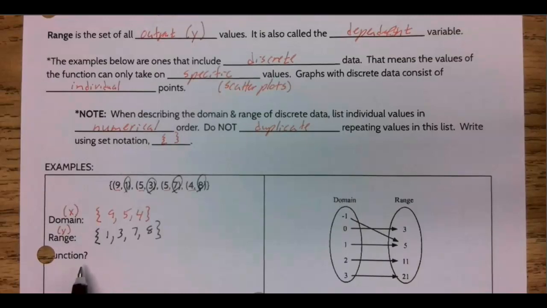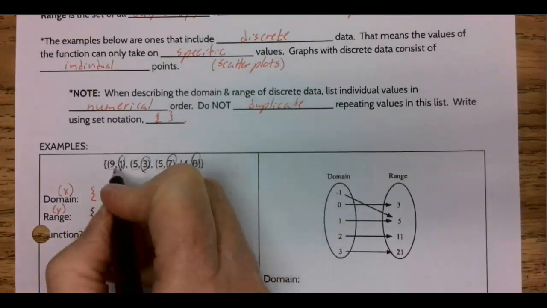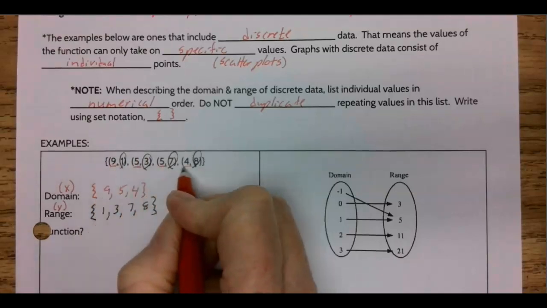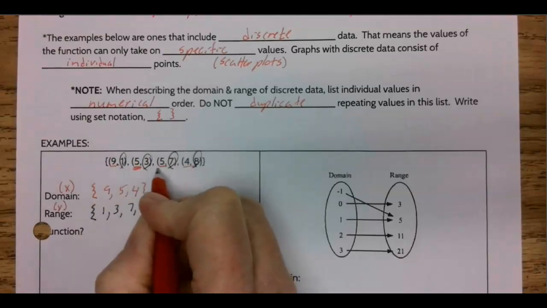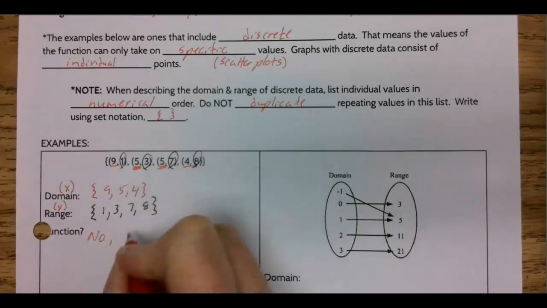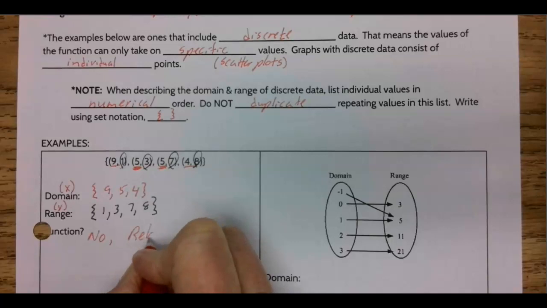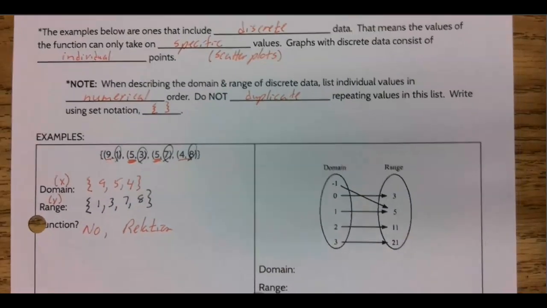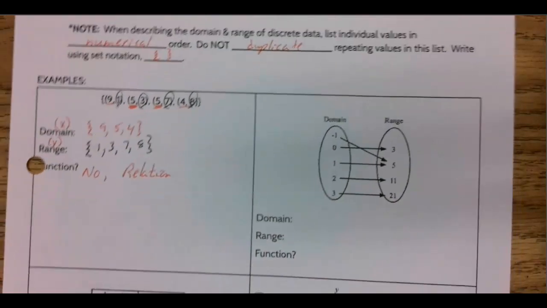Now they want us to determine if this is a function or not. So we look again at our x values. Do any of them repeat? Well, yes, they do right here. So this is not a function, no. But remember that it is a relation. Okay? We knew it was a relation to begin with because it could be written as a set of ordered pairs.